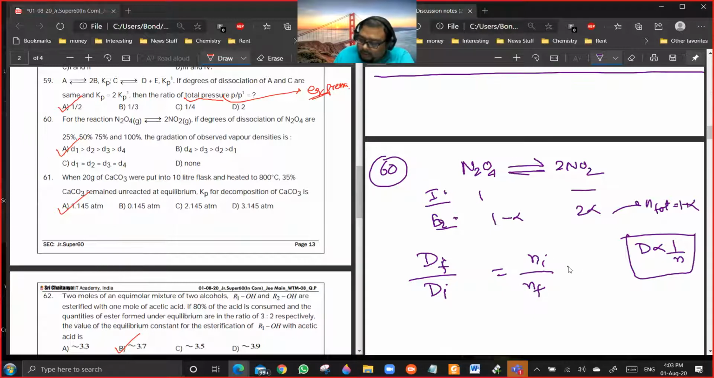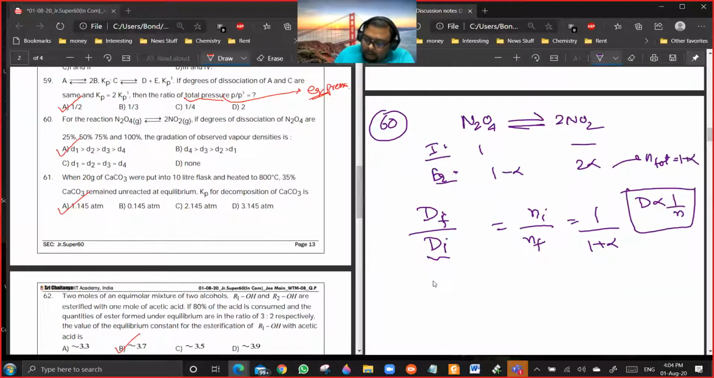And what is N initial? It is 1, and N final is 1 plus alpha. So you see, D initial is always constant because it is the molar mass of N2O4 by 2. But D final will be changing as per the alpha. I can write D final is equal to D initial by 1 plus alpha. So you see, if the value of alpha is increasing, then the value of D final will decrease. Are you getting my point? So the answer is option A. Okay?